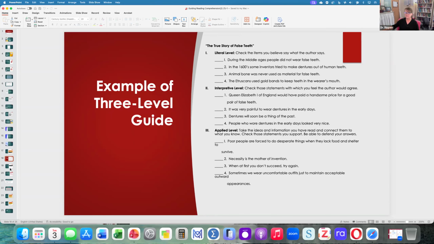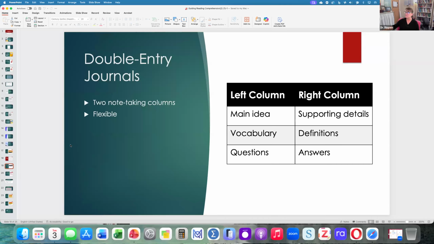Moving on. We're going to get to the end of this before you know it. Double entry journals. I love them. You're going to love them. Double entry journals can be designed in a variety of ways. Basically, if you have a learning journal with your students in your classroom, you can have them take notes in their journals by using two columns. And you as a teacher can decide what those columns will represent.